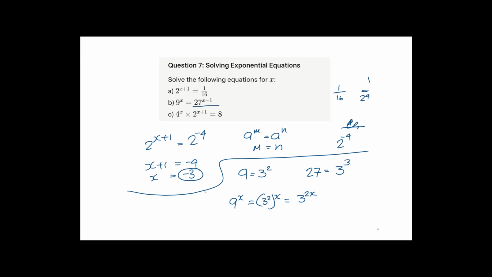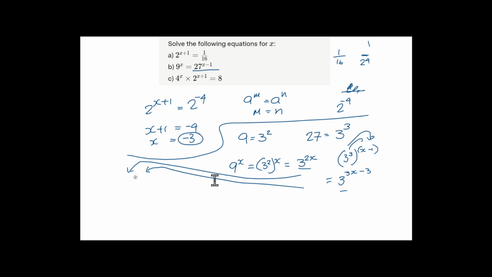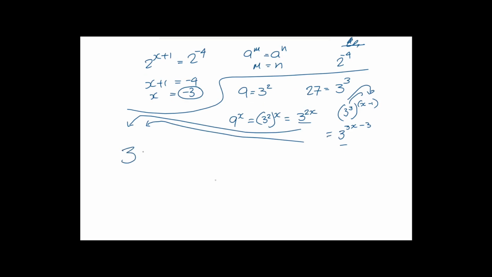And this one here now is going to be 3 to the power of 3, so I'm going to multiply all of that. 3 to the power of 3x minus 3. I just expanded all of that out. So we have two things equal to each other. They have the same base. I'm going to rewrite them down here. There's a little bit of space. So 3 to the power of 2x equals 3 to the 3x minus 3.